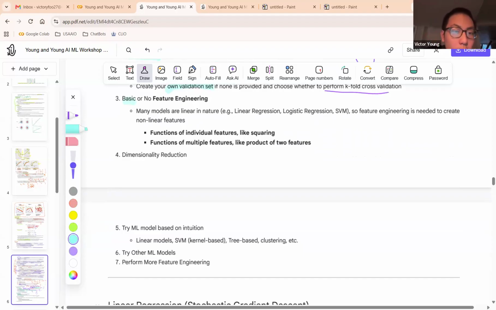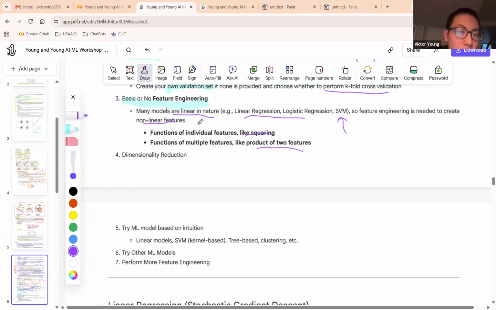Next, basic or no feature engineering. So when you just start out with a machine learning model, we do very basic or no feature engineering. And feature engineering, but it is very important. So we provide, for example, very light feature engineering. So for models that are linear in nature, like what we talked about yesterday, and support vector machine, we'll talk a little bit about that next time. Feature engineering is needed to create nonlinear features. So like I said, squaring and product of two features.